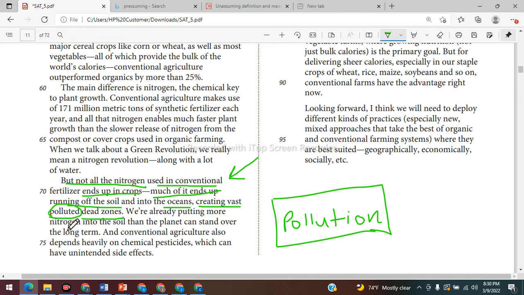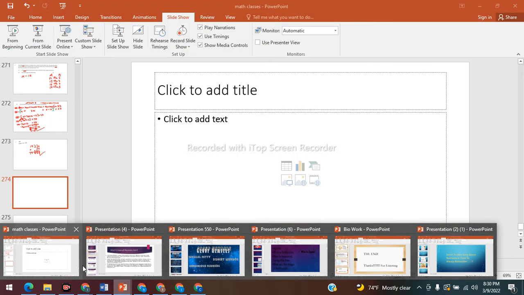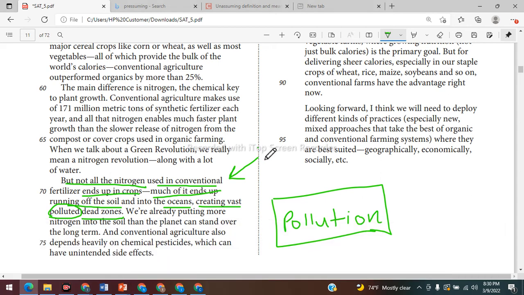So even though Nancy, let's go back. Even though Nancy in her garden got way more crops than mine, the fact is that Nancy also contributed to the pollution, causing the earth to be more and more polluted.